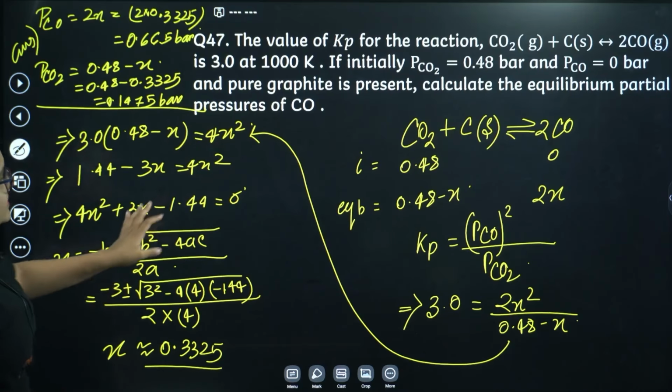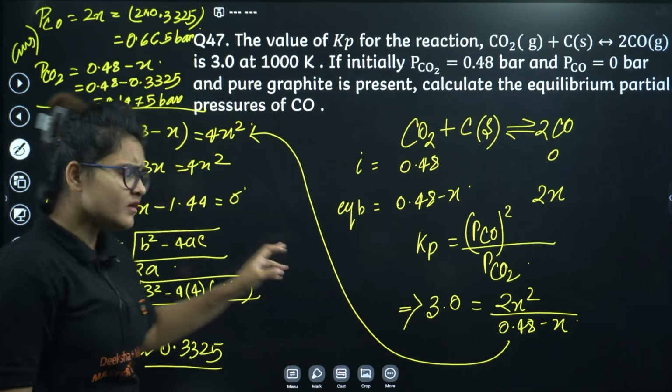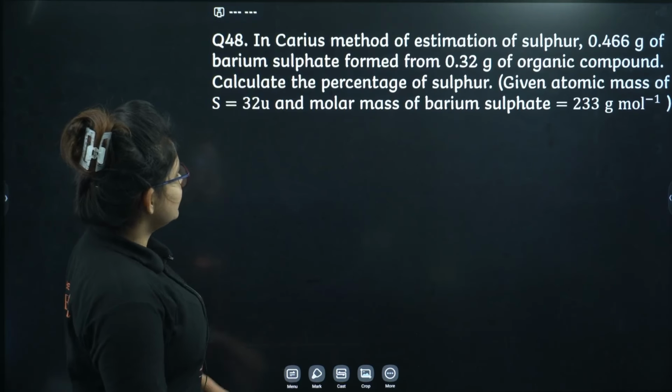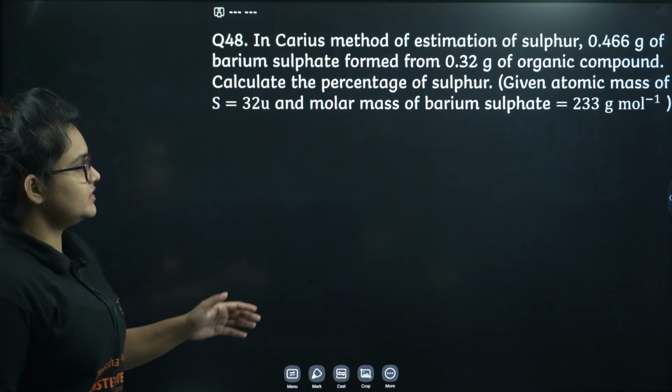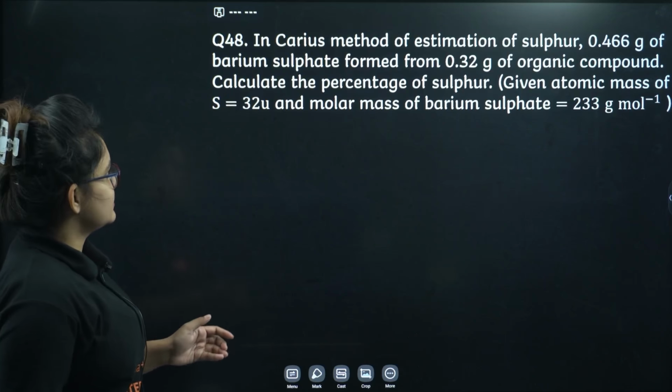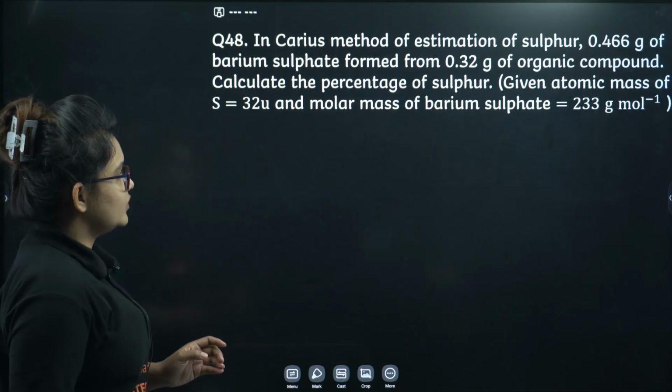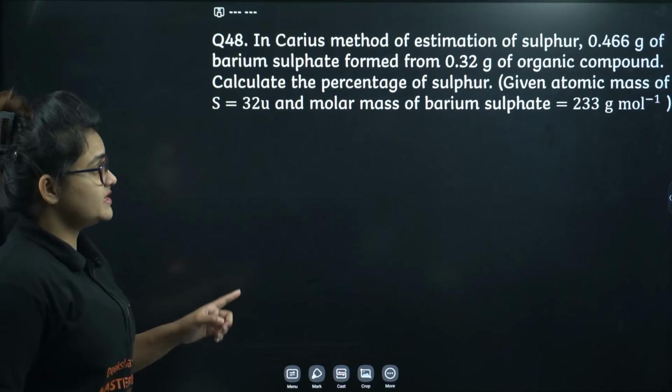Okay, I guess this portion is clear to you. Let's proceed with the next question. Here, in Carius method, the estimation of sulfur, 0.466 gram of barium sulfate is formed from 0.32 gram of organic compound. Calculate the percentage of sulfur.